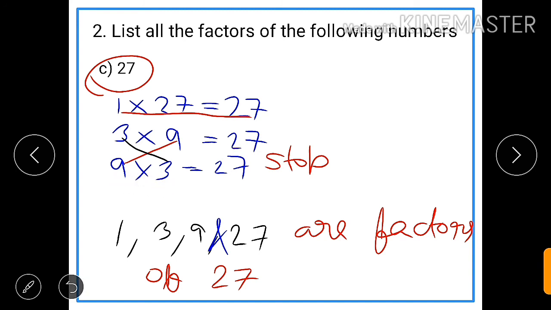And in this particular step we can see that 3 is moving towards the second position and 9 is moving to the first position. At this particular step we will just stop and write the factors, that is 1 3, next we will move towards our right, that is 9 and 27. So the factors of 27 are 1 3 9 and 27.